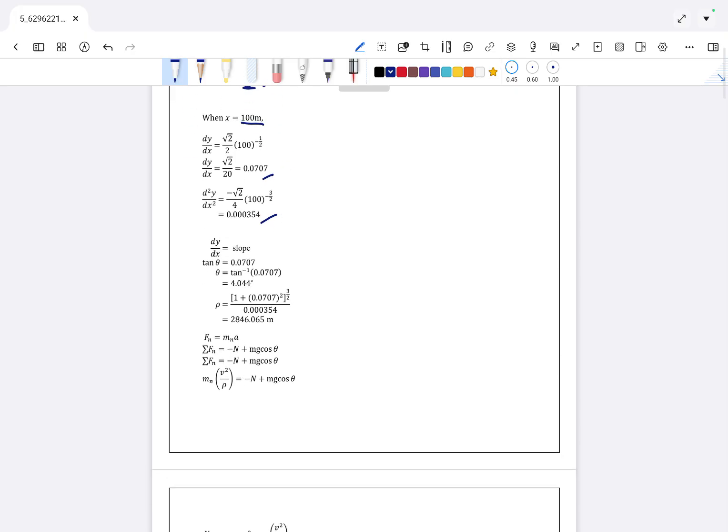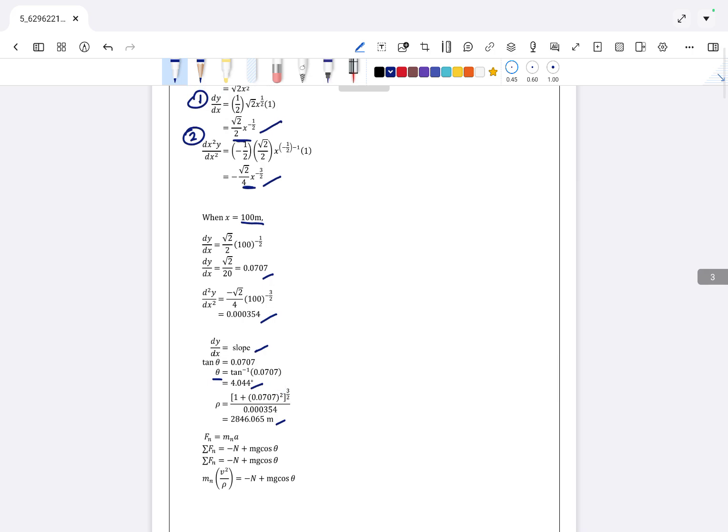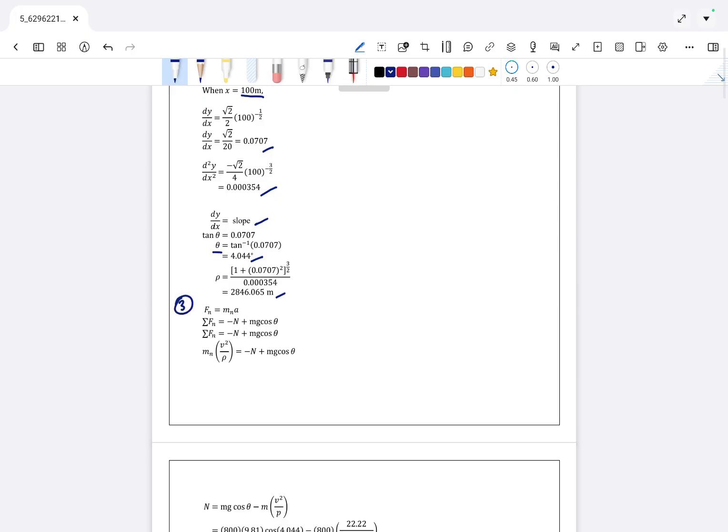Since the first derivative is a slope, we can find the theta value. We use tangent theta equals to 0.0707, and the theta value will be 4.044 degree. After we find this, we can also find the rho value. We substitute all the values, and rho will be 2846.065 meter. This is the second step.